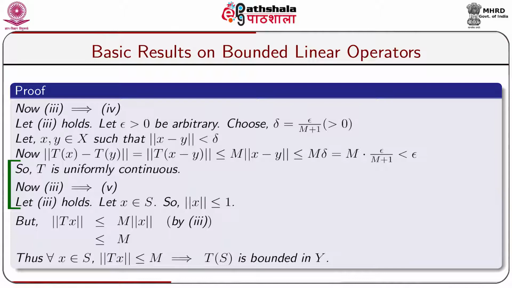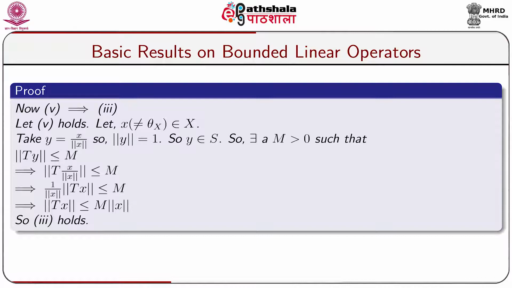Now 3 implies 5. Let 3 hold. Let x belong to capital X, so norm of x is less than or equal to 1, but norm of Tx is less than or equal to m times norm of x by 3, which is less than or equal to capital M. Thus, for all x belonging to capital S, norm of Tx is less than or equal to capital M, which implies T of capital S is bounded in capital Y.